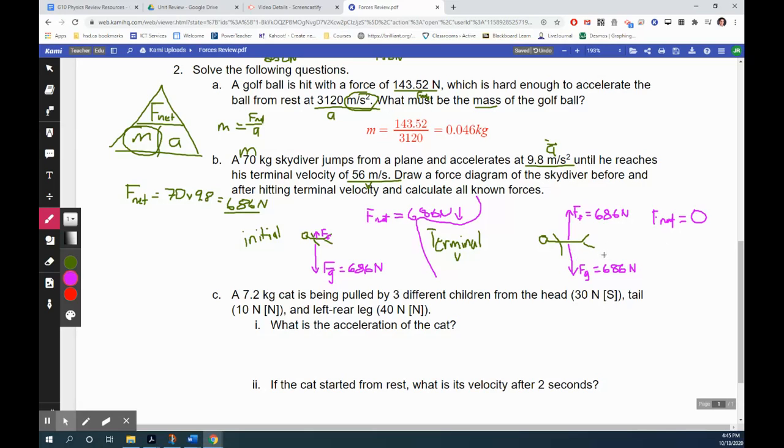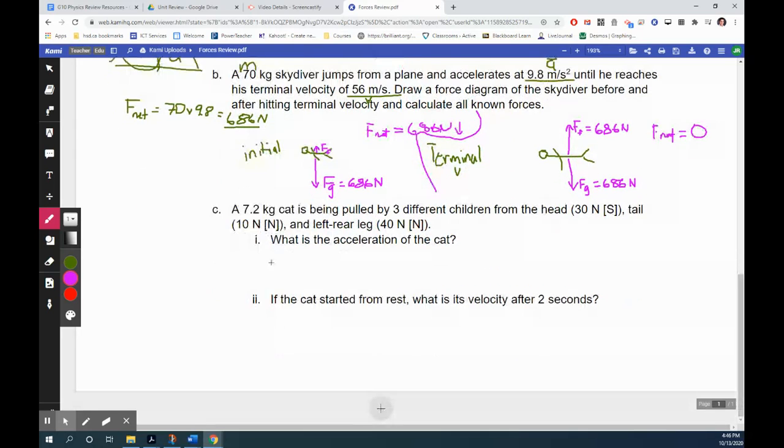Is he moving? Yeah, he's moving very fast. He's moving at 56 meters per second, okay? But there's no net force. The forces are balanced, which means he's not accelerating, which means he's not speeding up or slowing down. He's moving at a constant speed. All right, so that's that question.